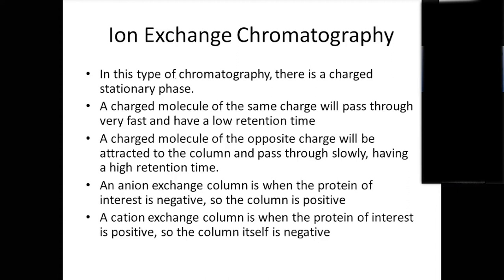A cation exchange column is when the protein of interest is positive, so the column itself is negative. Again, cation, you may remember, means positive, but it's not the wall itself that's positive. It's the protein of interest that is positive. And if you want the protein of interest to be positive, and you want it to stick to the wall, you have to make the wall negative.